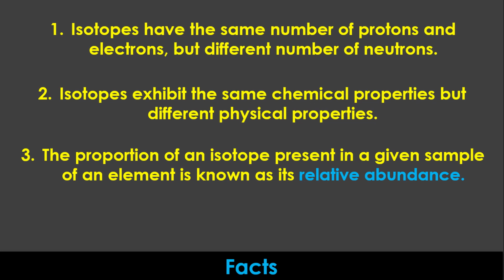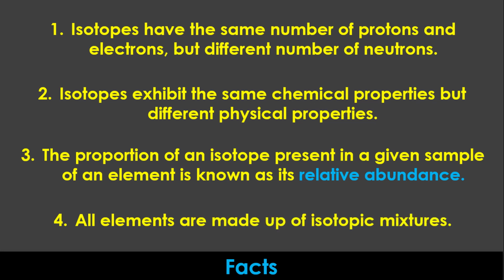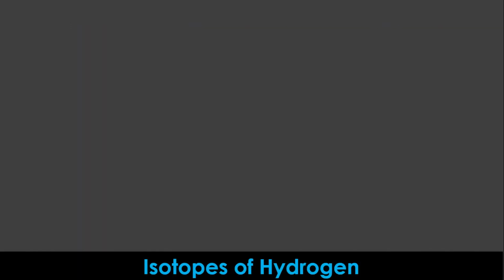4, and the last. All elements exhibit isotopy. This explains why their relative atomic masses are not whole numbers. This is because it is a weighted average of the mass numbers of their isotopes. Even though all elements are made up of isotopic mixtures, in this video, we'll focus on the common examples of elements that exhibit isotopy, starting with hydrogen.